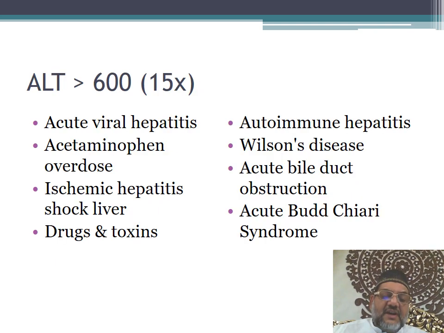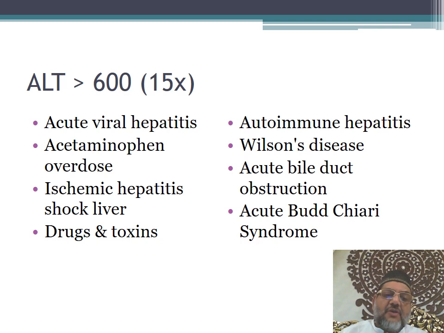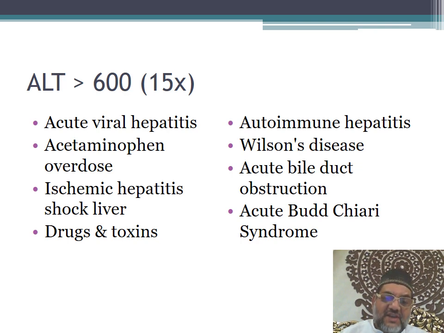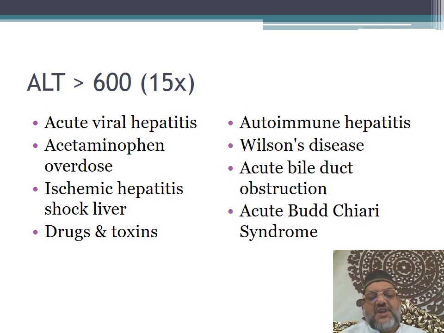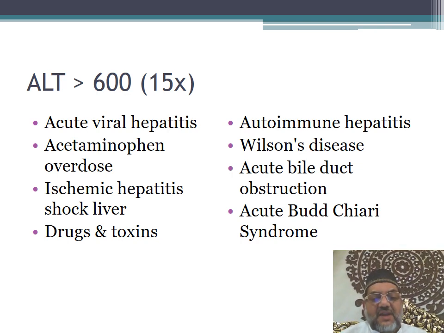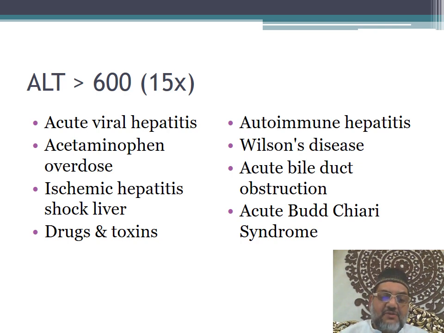When ALT is greater than 600, most of the time it is in acute viral hepatitis, and that could be because of common viral hepatotoxic viruses such as hepatitis A, hepatitis E, B. Hepatitis C is not usually associated with an acute hepatitis. Sometimes this much elevation is also seen in patients who have taken hepatotoxic drugs.